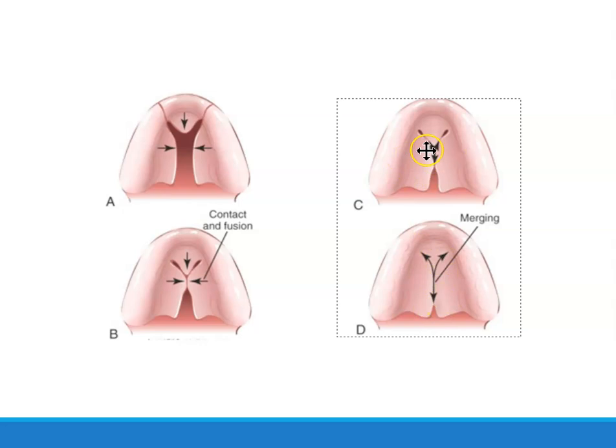So where does it touch first? Where does it get into contact first? It first gets into contact right here, which is right behind the medial palatine process, and then it fuses in the front and the back. It fuses anteriorly and posteriorly.